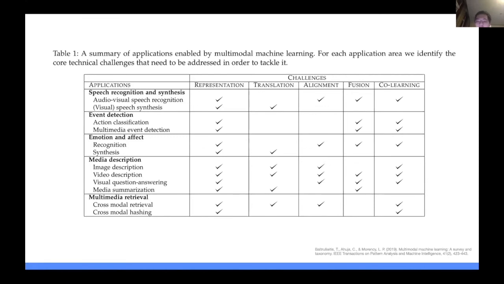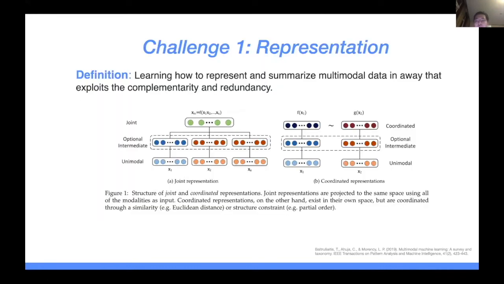Also, you may use text to improve visual representations for emotion classification by transfer learning, one of the co-learning approaches. A first fundamental challenge is learning how to represent and summarize multimodal data. The heterogeneity of multimodal data makes it challenging to construct such representations. For example, language is often symbolic, while audio and visual modalities will be represented as signals.